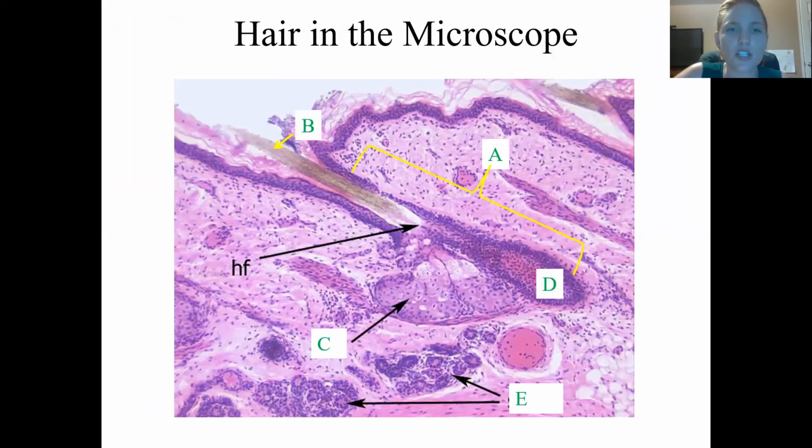Okay, so let's look at what the hair would look like in the microscope real quick. I would like you to go ahead and think about pausing the video, see if you can identify all the structures, and then we'll go through it all together.